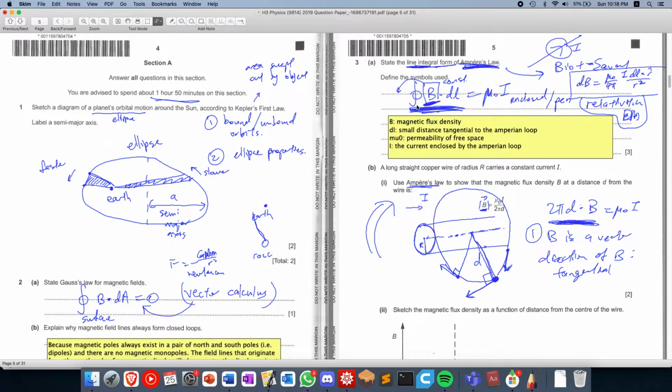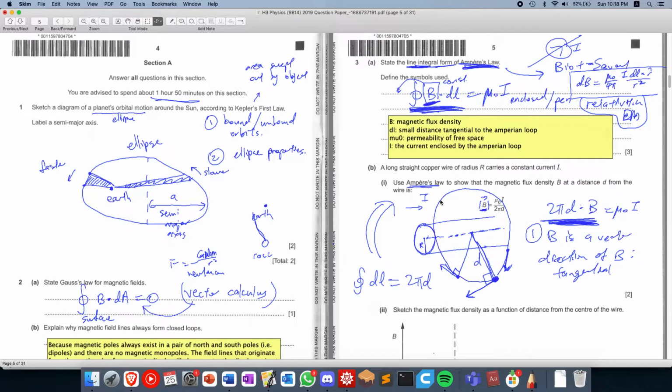Then you end up having a loop integral of dl. So your loop integral of dl is actually simply 2 pi d, where d is the radius. So that is why we can essentially write it this way.